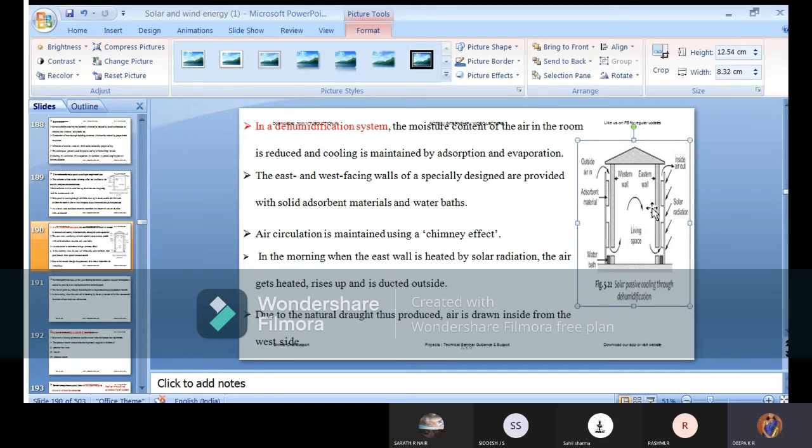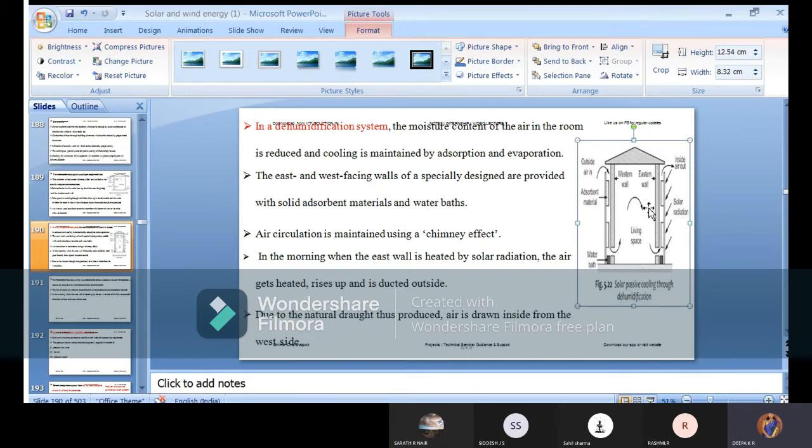And due to that, what happened? The air definitely gets heated and it rises, and that should be observed. So you have an absorber next to the solar radiation, so you can see the eastern wall, absorber walls also present. And due to the natural draft thus produced, air is drawn inside from the west wall. So with natural phenomena, wherever you have options of entering, definitely you will get different kinds of air, heat air and cold air.